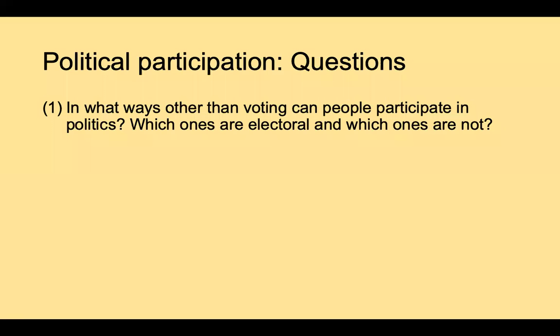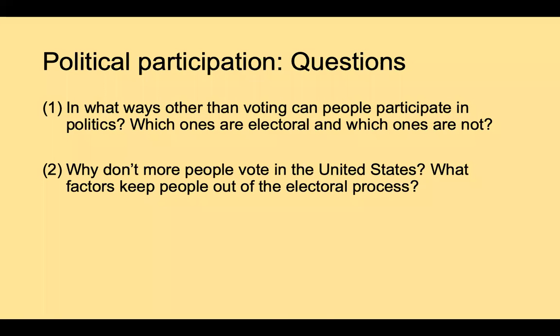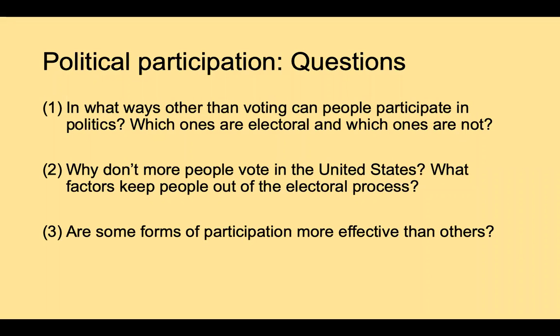So as we begin to think more and more about the big picture in political participation, I want to pose a series of questions that help us to think about political participation and the differences between different forms of participation. And these questions are as follows. First, in what ways other than voting can people participate in politics? And which ones are electoral and which ones are not? Second, why don't more people vote in the United States? What factors keep people out of the electoral process? And then third, are some forms of participation more effective than others?